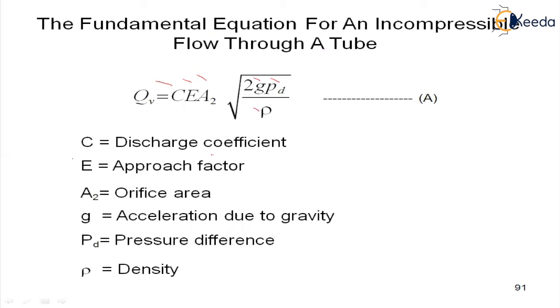Here C is the discharge coefficient in this expression, E is the velocity of approach factor, A2 is the orifice area. I will show you, the orifice is present inside the float. The float is like this, so internally this orifice is present. That is the area of the orifice. G is the acceleration due to gravity, PD is the differential pressure, and rho is the density, my dear students. This is very, very important. Based upon this equation only, we derive certain other equations also.